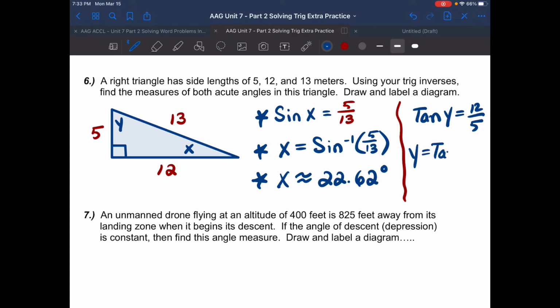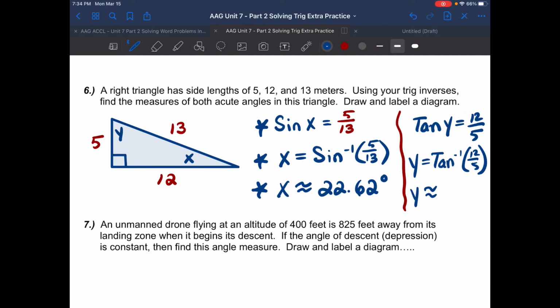Inverse tangent of the ratio, of the fraction. And then, ladies and gentlemen, what is the inverse tangent of 12/5? Good. That's going to give us 67.38 degrees. And most importantly, we can check our work here and see if we did this correctly. These two angles, 22.62 and 67.38, should be what type of angles? Right. They should always add up to 90 degrees, which would make them complementary angles.